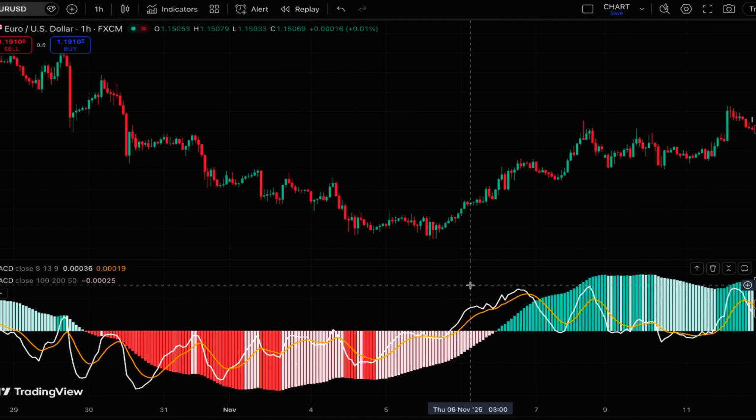Alright, now the 2 MACDs are combined with each other, and now let me teach you how you can find buy-sell signals based on this setup.